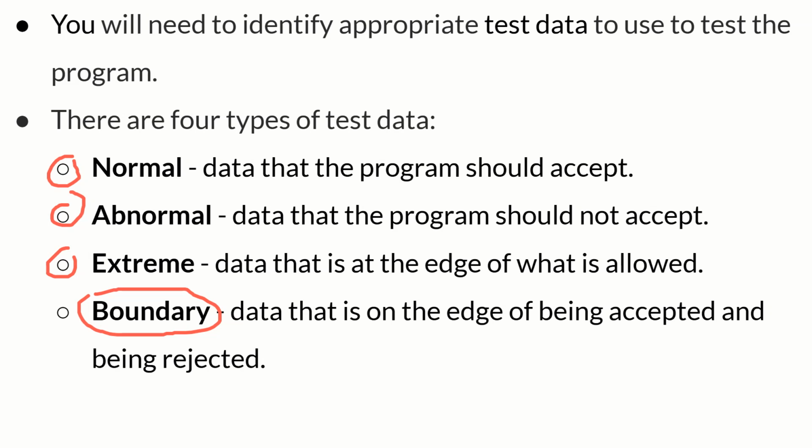Extreme is at the edge of what is allowed, and extreme you already know. So we have an example and you see it. Extreme is talking about what is at the edge of what is allowed. But a boundary is talking about what is accepted and what is rejected. That means in a boundary, you need two different types of data to specify your test data. For normal, you need one. Abnormal, you need one. Extreme, you need one. But boundary, you need two, because one of them has to be accepted, one of them has to be rejected.